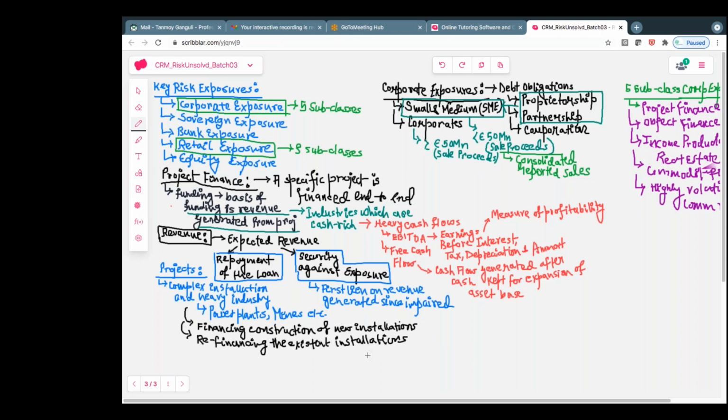So installation projects, that is power plants, mines, etc. And then we say that for these projects, when you are taking the money, right? So when the money is granted, either the money is granted with the construction of new installations or refinancing the existing installations, right?